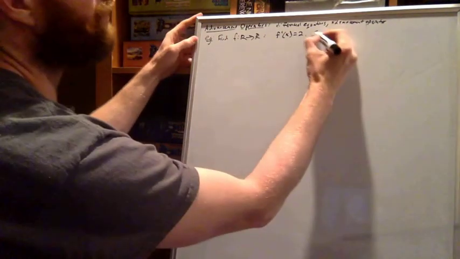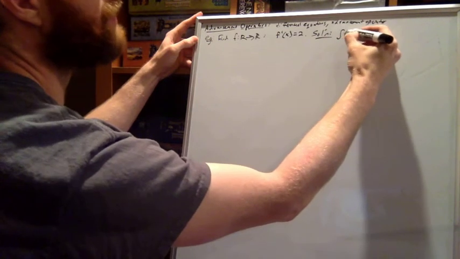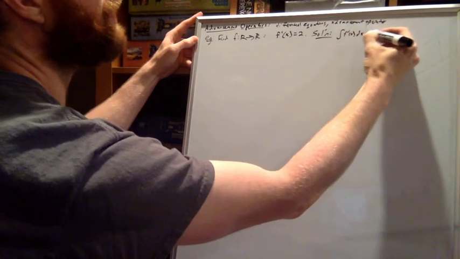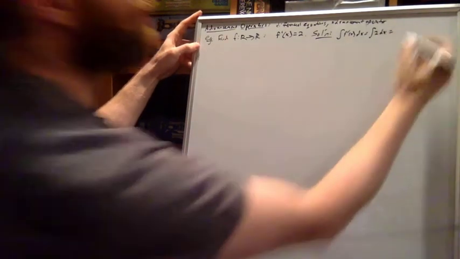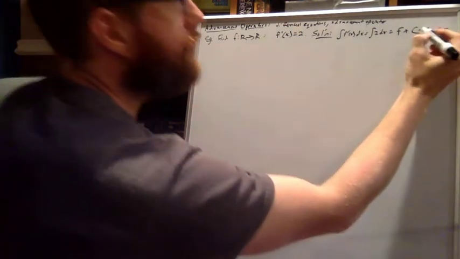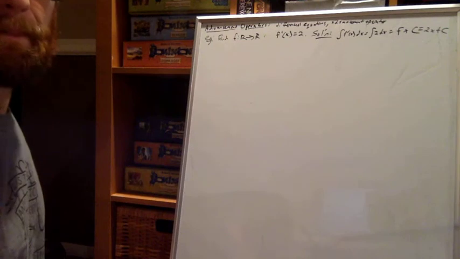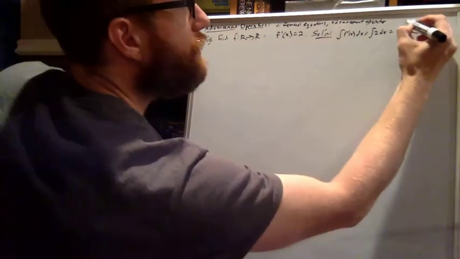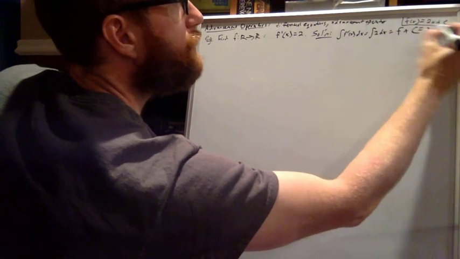So solution, let's integrate both sides with respect to x. The integral of f prime of x dx equals the integral of 2 dx. And what do we get? Well, we're going to get that f plus c is 2x plus c. Now, remember this is an equal sign, and this is some unspecified constant. But the answer is, f of x equals 2x plus some unspecified constant.